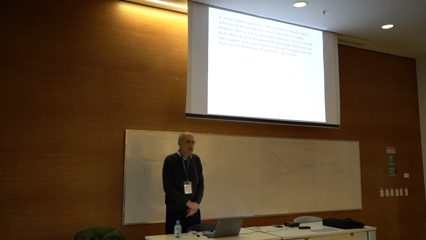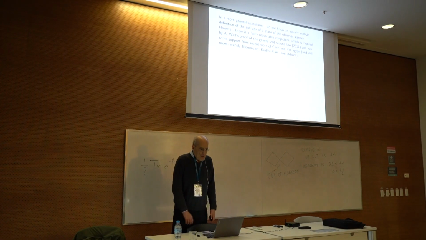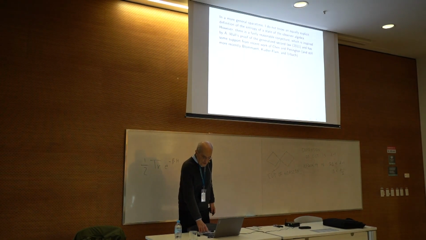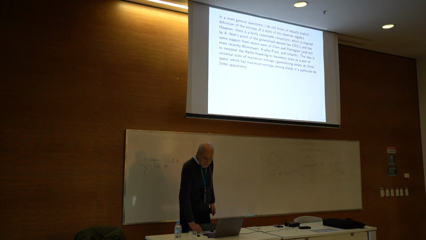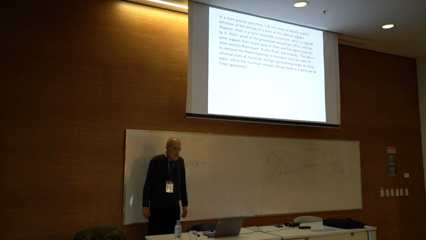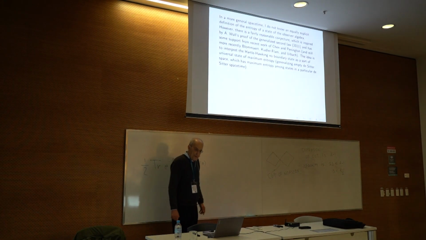And if you ask what's the special state that's been suggested in cosmology, it's the no-boundary state. And not very much thought will show you that if you use the no-boundary state, you can get the A over 4G. So the idea is to interpret the Hartle-Hawking no-boundary state as a sort of universal state of maximum entropy.